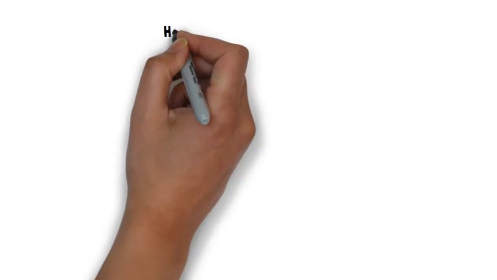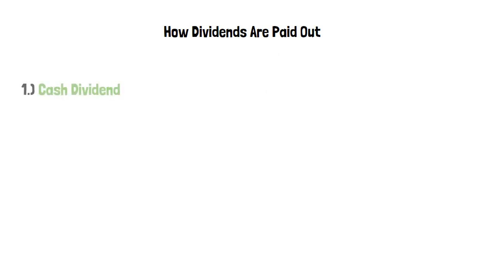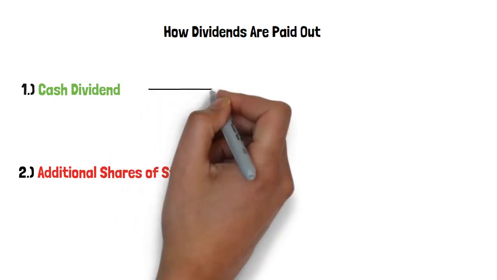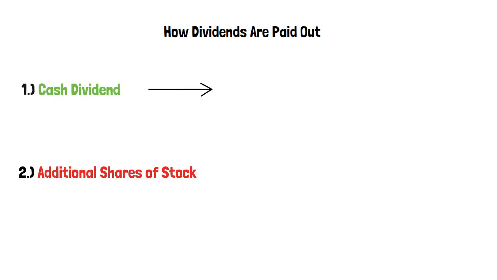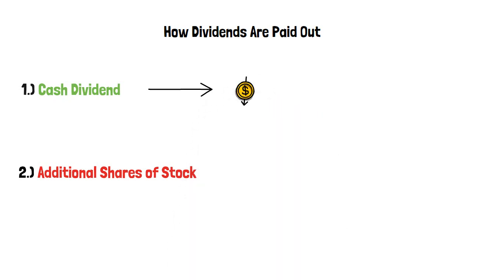Now let's take a look at an example of how dividends can be paid out. Dividends are paid out in one of two ways: a cash dividend or additional shares of stock, and in some rare cases, a combination of both. With a cash dividend, when a dividend is paid out, the company pays each shareholder a specific dollar amount according to the number of shares they already own. A company that declares a $1 dividend therefore pays $1,000 to a shareholder who owns 1,000 shares.